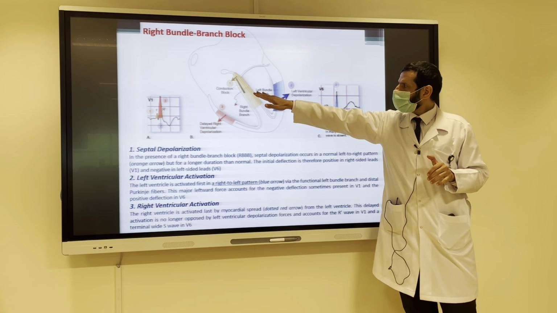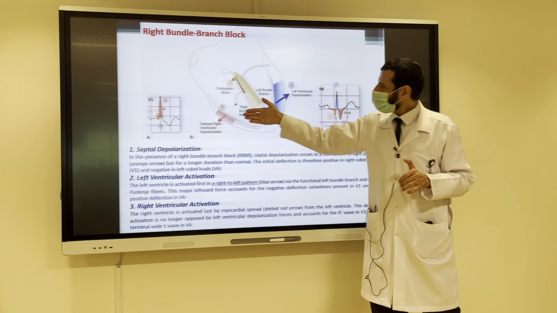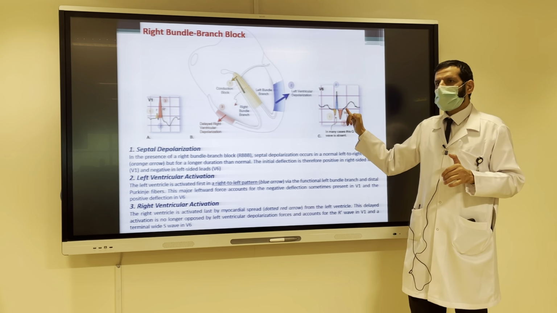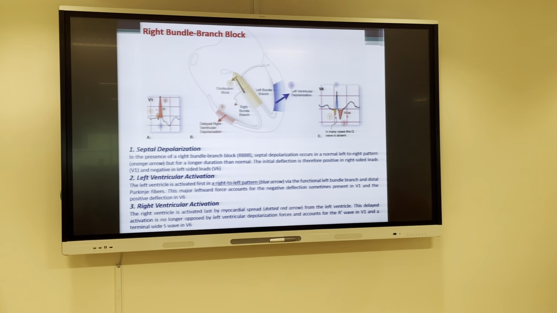In V6, initial activation when it goes to the left is towards, so it is positive. When it goes away, what will happen? We will have a deep S wave, because it is moving away. So the deeper the first S wave, the more severe the right bundle? No, it doesn't work that way. There is little variation in morphology, but it's all accepted. That's why sometimes you see a very huge R, then this, then R prime. Sometimes this R is very, very small. It doesn't indicate anything. It's just morphological changes.